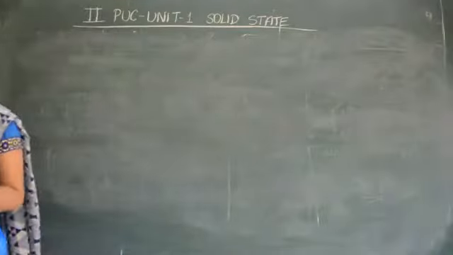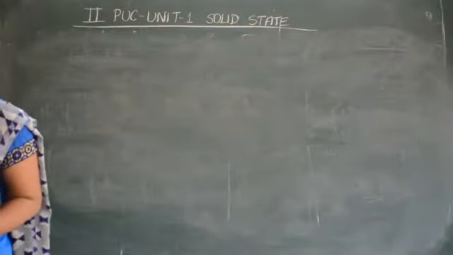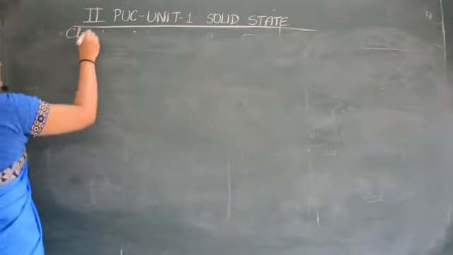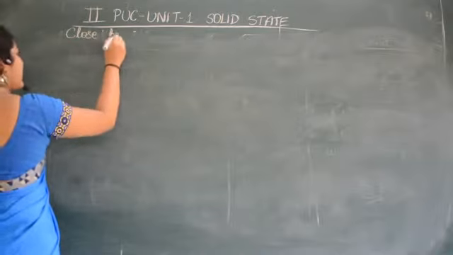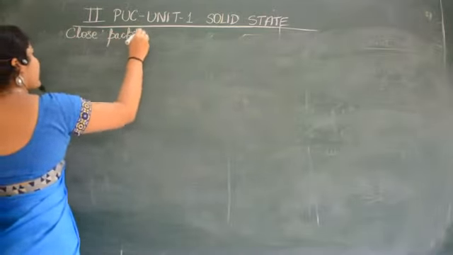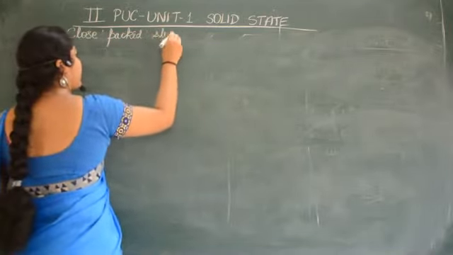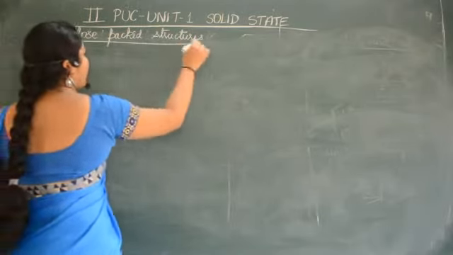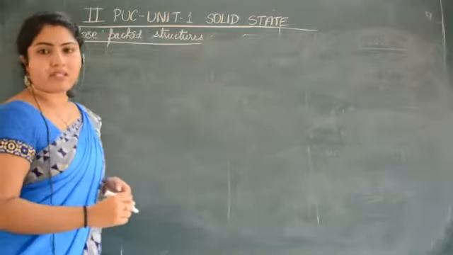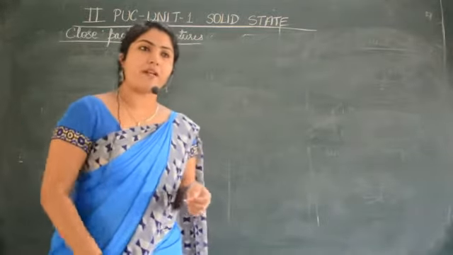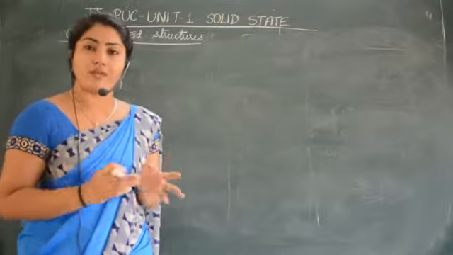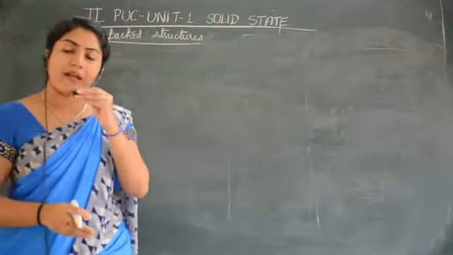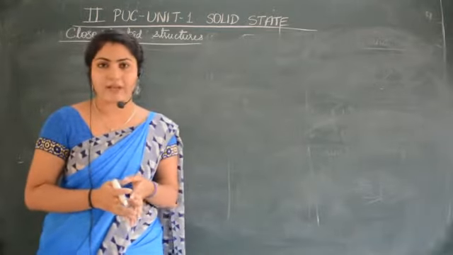Now let us see about close packed structures. Next topic is close packed structures. Now we have studied enough about the crystal lattice. We have studied the types of unit cells, and how we can calculate the number of atoms in the particular unit cells. All this we have studied.